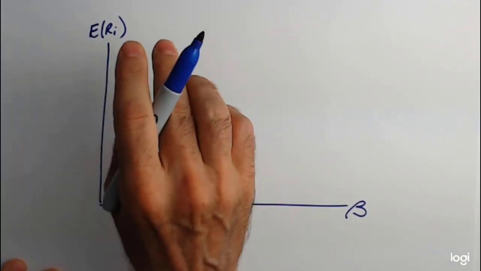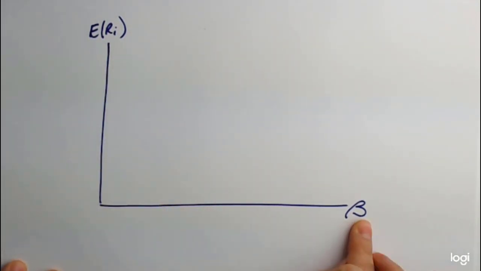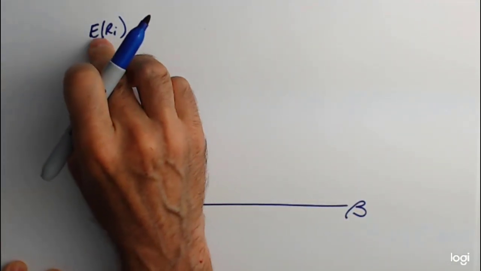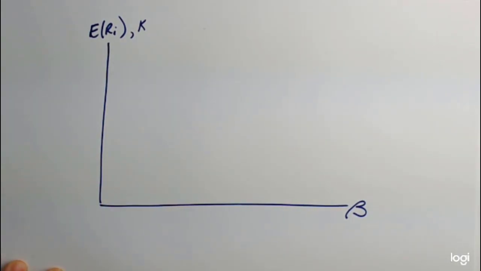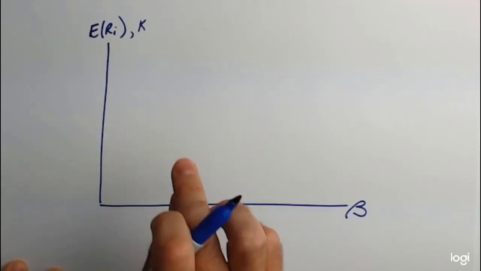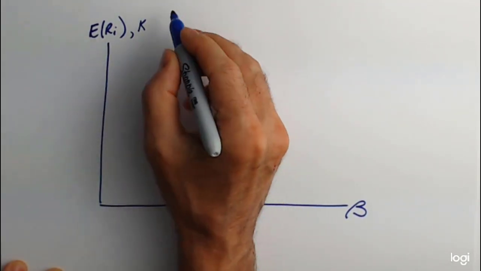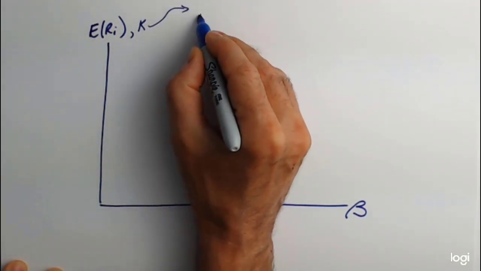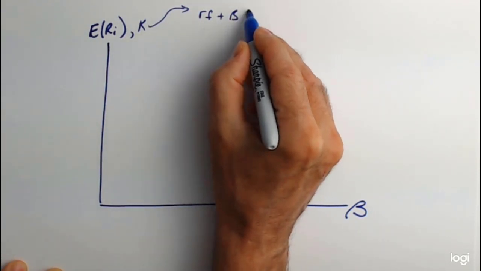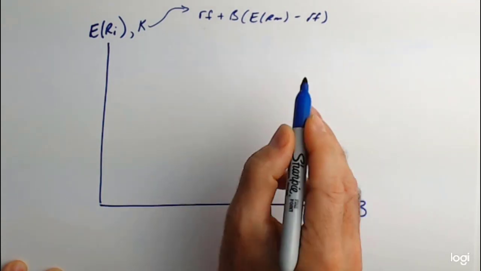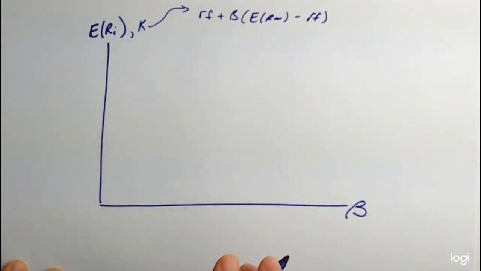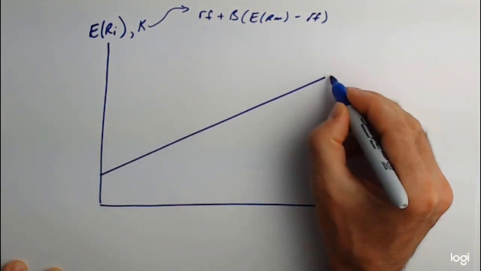So here we have beta. This is a measure of systemic risk. This is the expected return on the stock. This is also K, the required rate of return on the stock. It's the discount rate that we've been working with. It's this: risk-free rate plus beta times the expected return on the market minus the risk-free rate, where this is the market risk premium. So you basically have a line that's called the security market line.